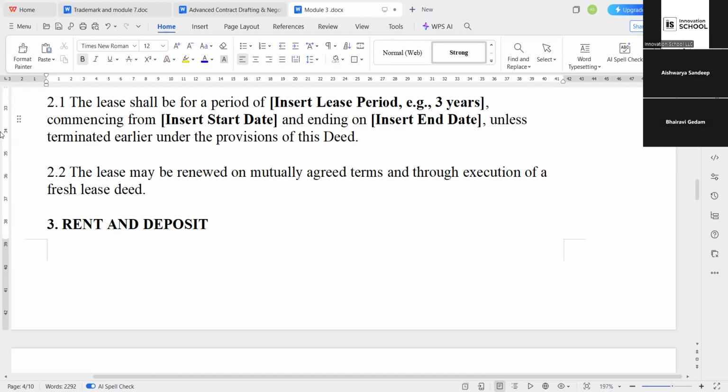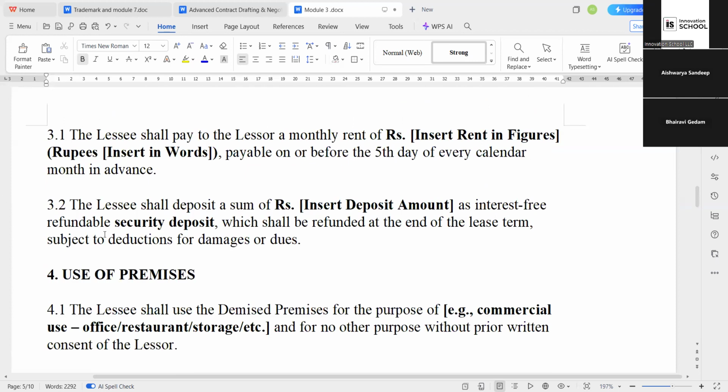Okay, you will mention whatever is the rent. So you will say that a rent of X amount of rupees will be payable on the fifth day of every month. Now, with respect to the term of deposit, okay, now there is a huge debate in different states.